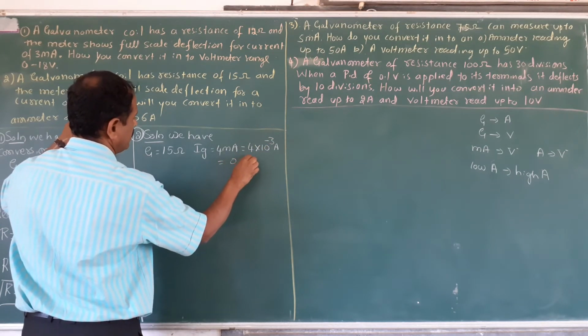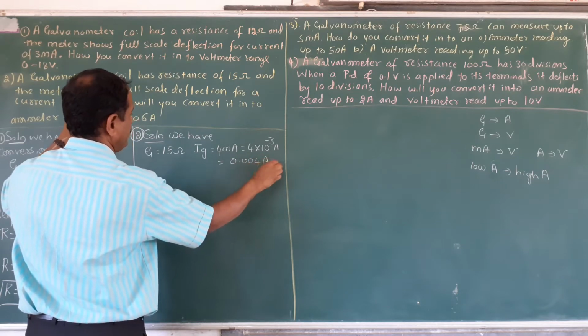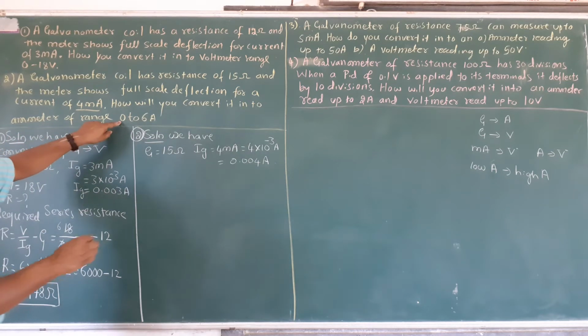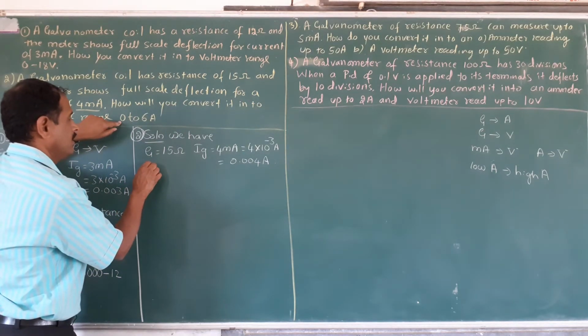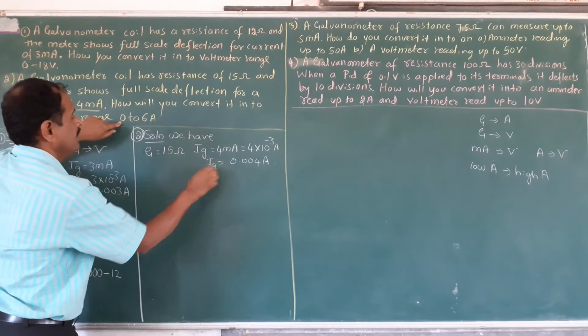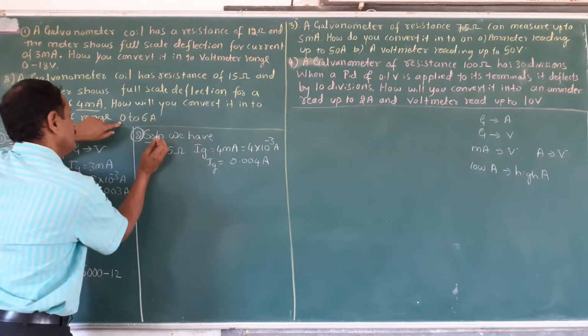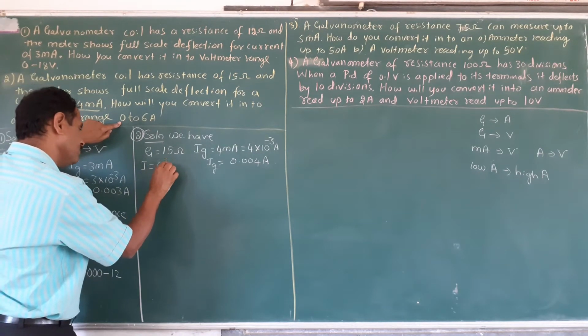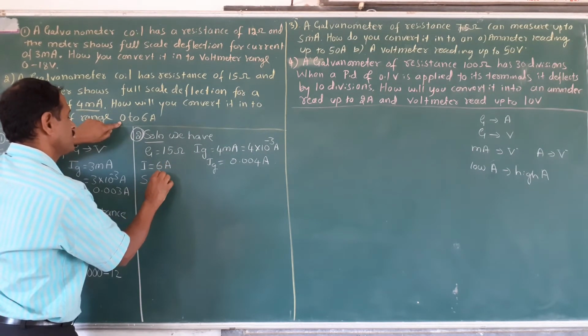This is 0.004 ampere. How will you convert it into a meter of range 0 to 6 ampere? This is Ig, convert Ig, full scale deflection. I is to be converted to 6 ampere. Yes, this is the question.